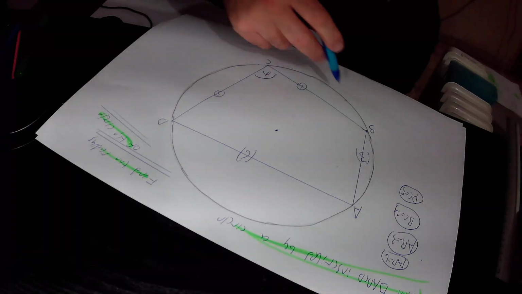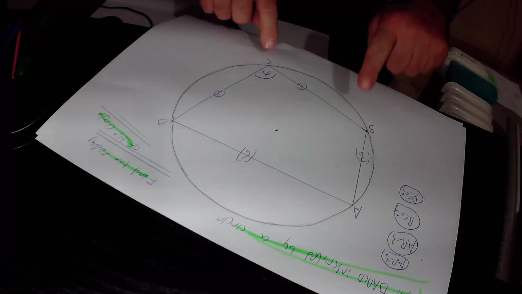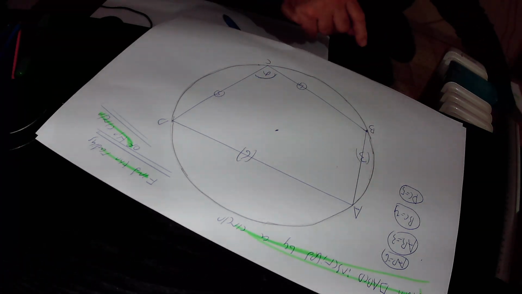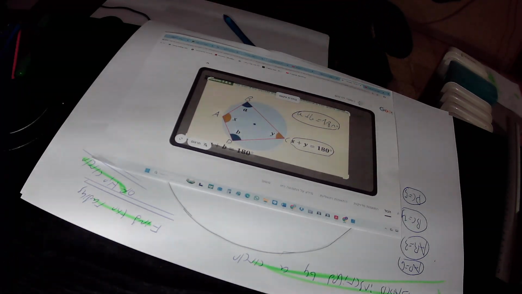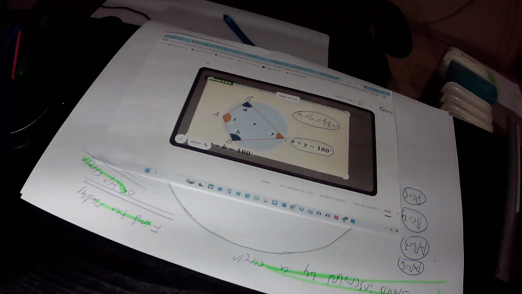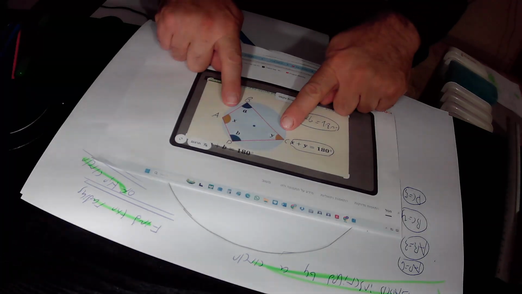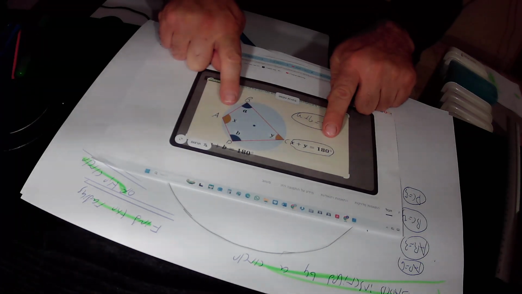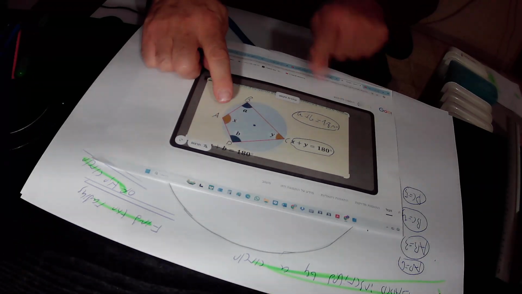Because quadrilateral ABCD is a cyclic quadrilateral, the sum of those two opposite angles must be equal to 180 degrees. Here we have quadrilateral ABCD that is described by this blue circle, and therefore the sum of those two opposite angles must be equal to 180 degrees. That is to say, x plus y equals 180 degrees. Likewise, the sum of those two opposite angles must also be equal to 180 degrees. That is to say, a plus b equals 180 degrees.